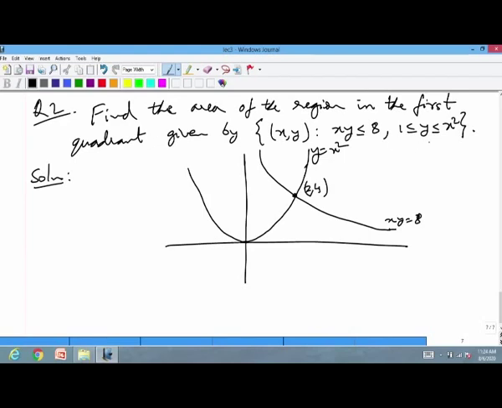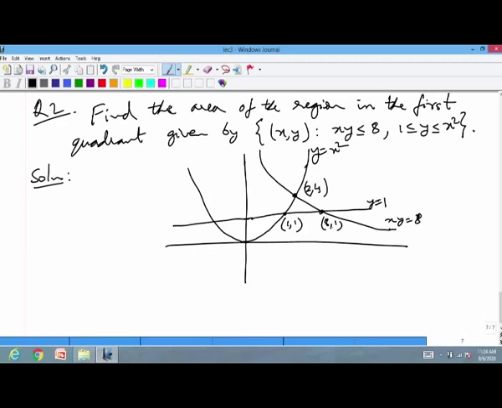and another curve is y equal to 1. So, y equal to 1 is this straight line. So, now let us figure out the region. Again this y equal to 1 intersects the parabola y equal to x square at the point 1 comma 1, and it intersects the rectangular hyperbola x y equal to 8 at y is 1. So, x will be 8. So, this is 8 comma 1.